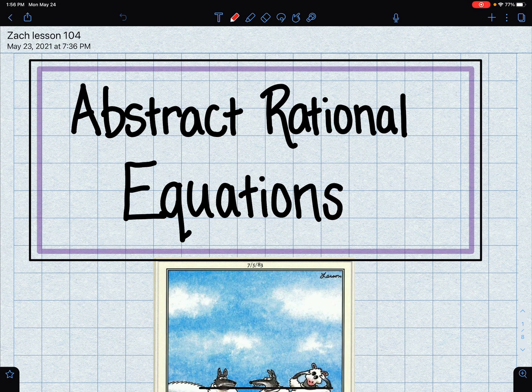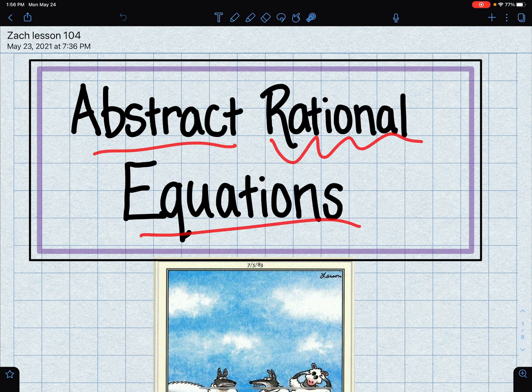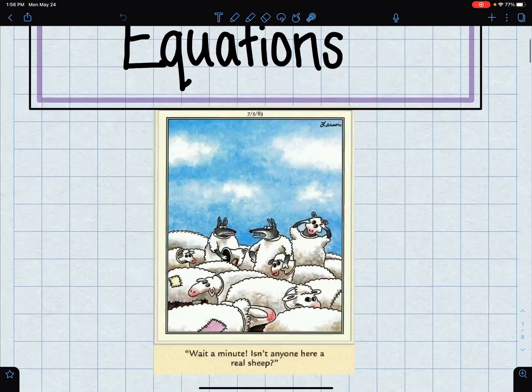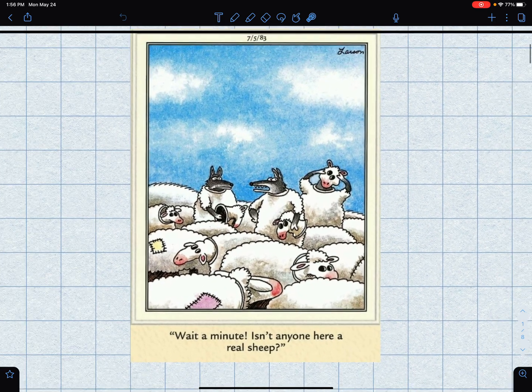Today's lesson starts on page 439 of your book, and we are going to go over abstract rational equations. So it's kind of the same stuff that we were doing yesterday, I guess, or whenever you did the previous lesson. But instead of integers, there's going to be a lot of other abstract numbers, okay? So you already know how to do these. Basically, well, let's look at this first.